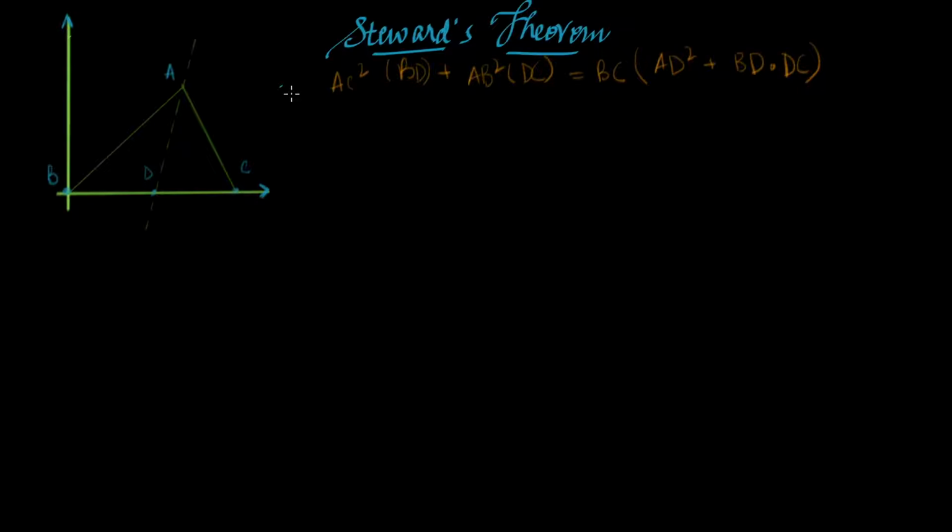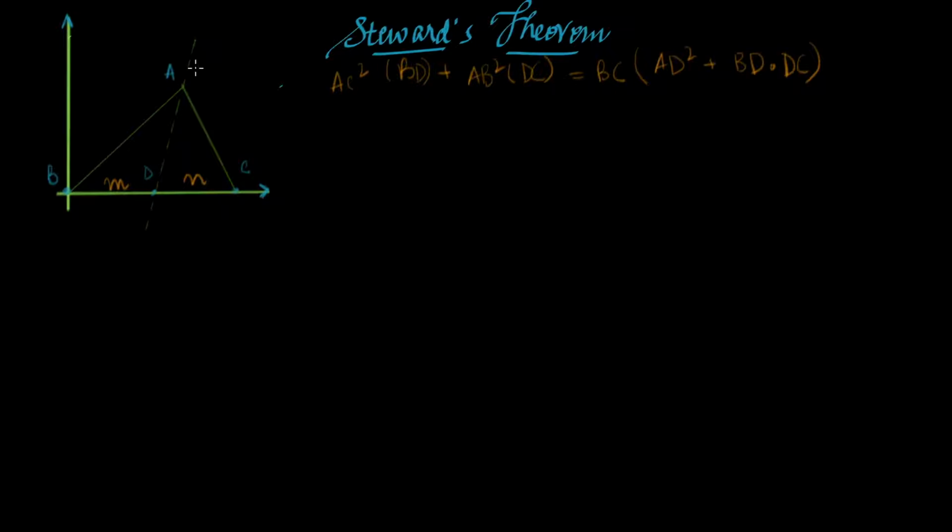Now the thing is, to prove this, we can assume that D divides the line BC in a particular ratio m to n. Now m and n can be anything at this point. We really haven't added any restriction to our system. It is as general as possible. M and n can take any values. We prove it for all m and n.